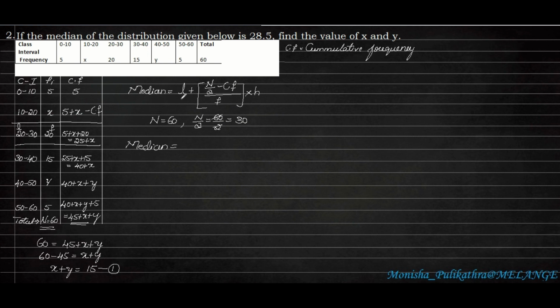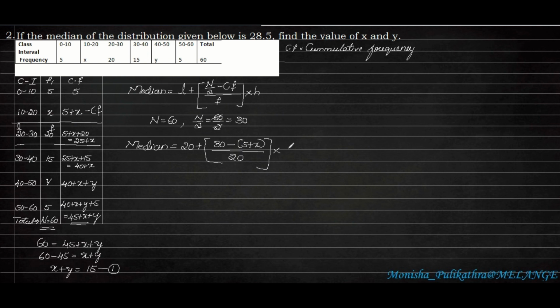Okay, so here median is equal to, here lower limit L is 20 plus n by 2, we have already found out, n by 2 is 30, minus CF, the preceding term of the cumulative frequency. The preceding term is 5 plus x. 5 plus x divided by F. F is the center term of the selected row. In the selected row, the center term is 20.